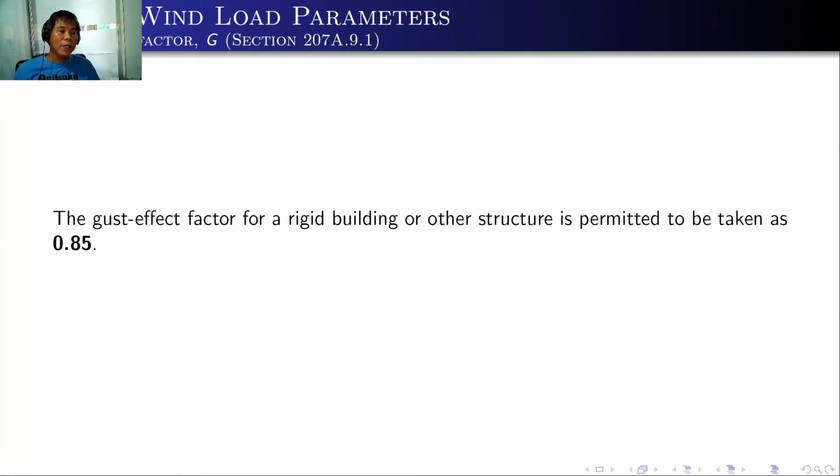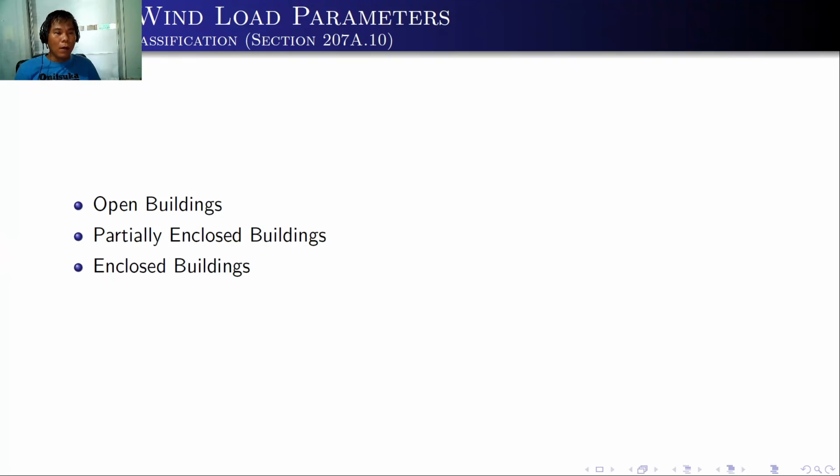Aside from that, we have the gust effect factor G. The gust effect factor for a rigid building or other structure is permitted to be taken as 0.85. Also, the enclosure classification can be open buildings, partially enclosed buildings, or enclosed buildings. For the meaning of these, you can read in the NSCP the technical definition of these three classifications.